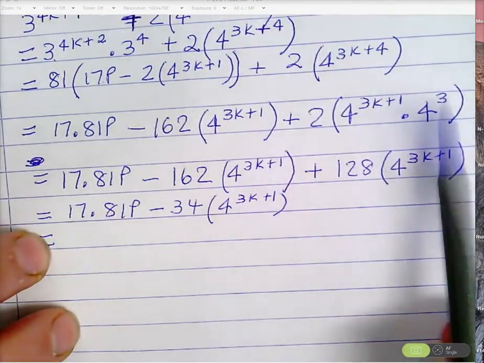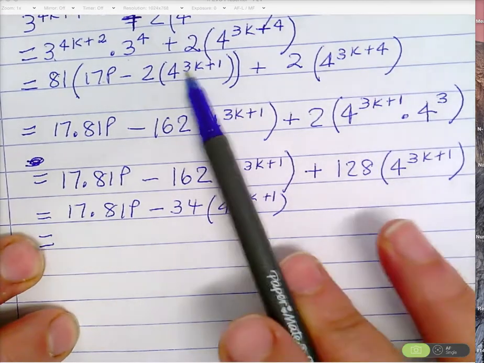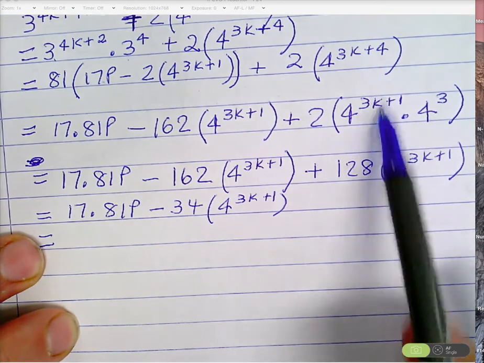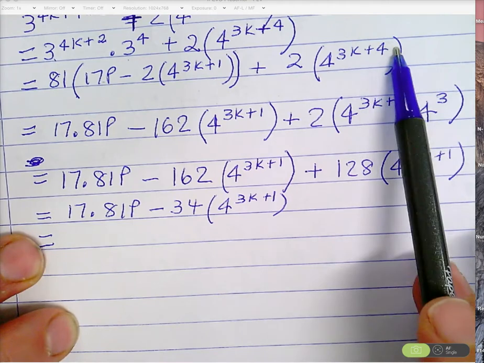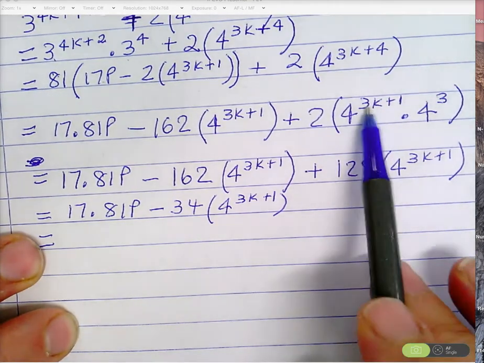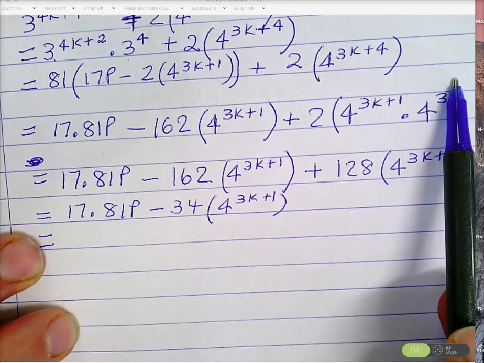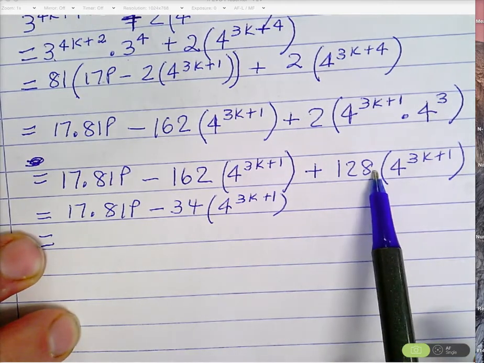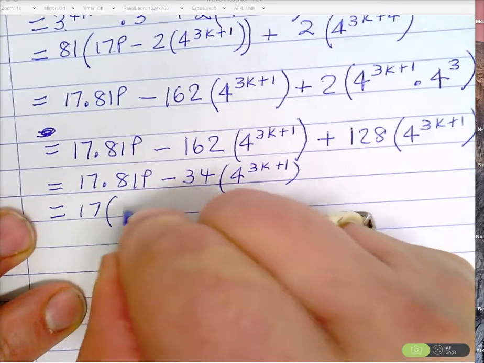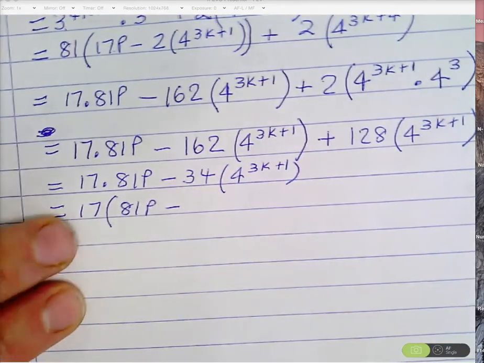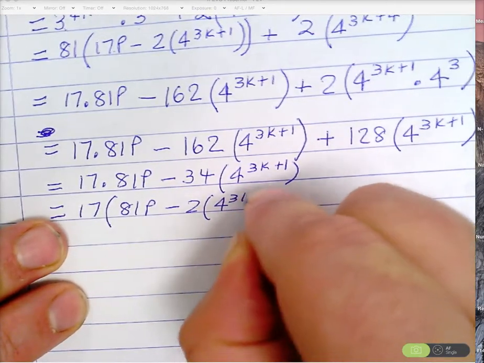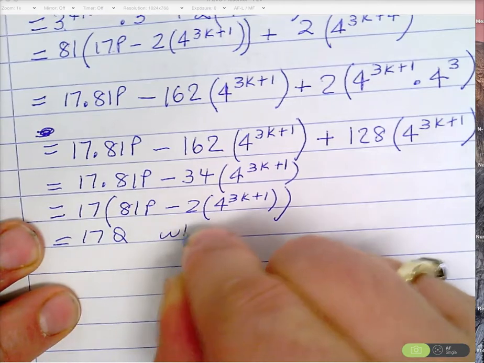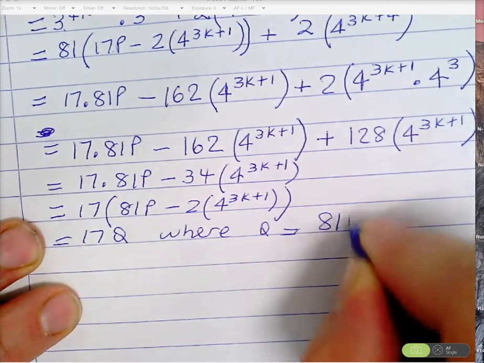All right. I couldn't do anything with this the way it was. I had a 4 to the 3k plus 1 and a 4 to the 3k plus 4. So I've decided to break that up to make it 4 to the 3k plus 1 plus 3. And now I've got like terms. Now 4 to the power of 3 is just a number, which is 64. So I've got 64 times 2 is 128. So now 17 bracket 81p minus 2 bracket 4 to the 3k plus 1, which is 17 times q, where q equals that bit in there.